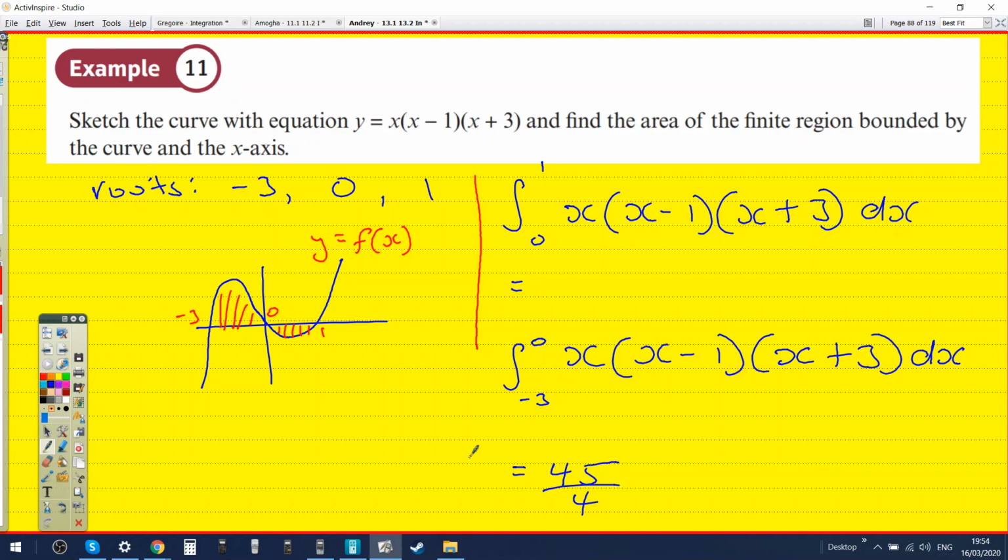And then that'll be -7 over 12, but it'll be +7 over 12. Yeah. And so that will be equals to 71/6.